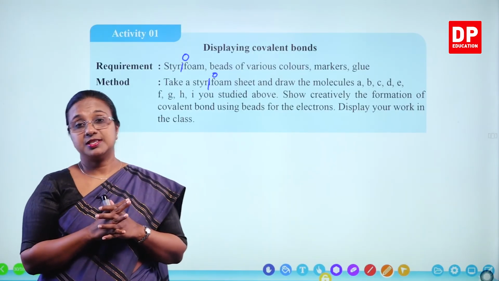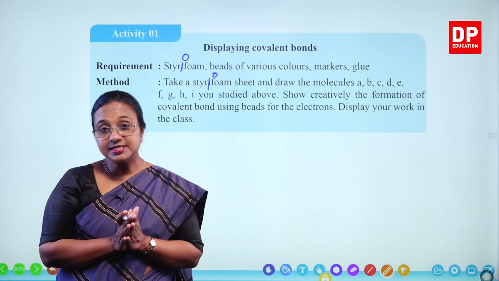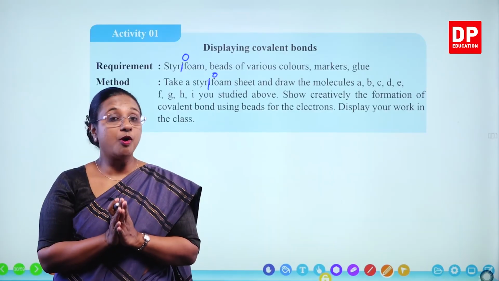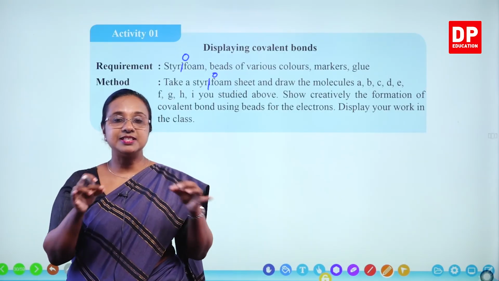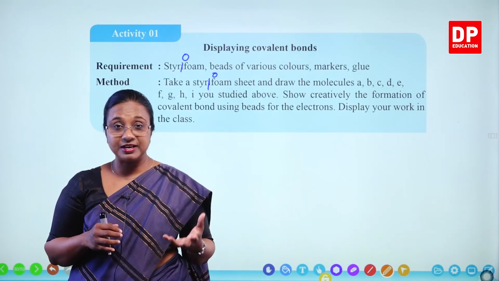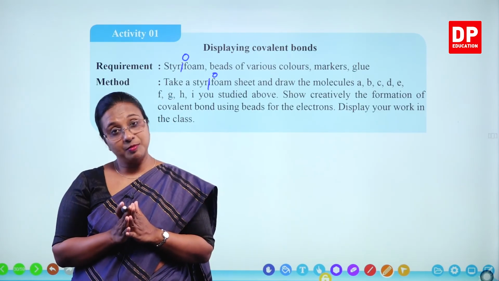Similar to that, students, in the lab, if you look at the different modeling sets, there are sets that are used to show the bond formation between atoms. You can use clay balls with sticks or toothpicks to connect the clay balls. You can use clay balls of different colors and then you can make these different molecules.